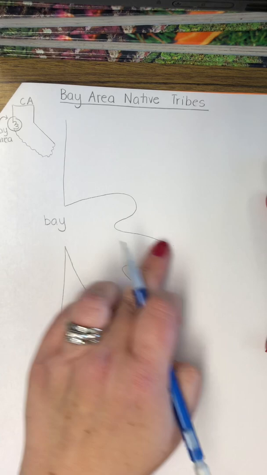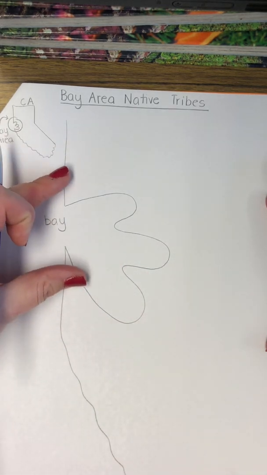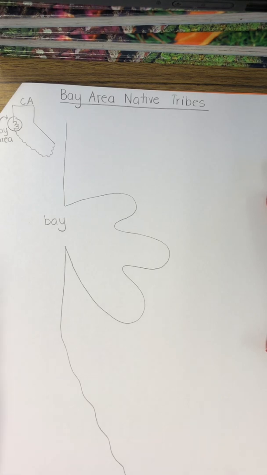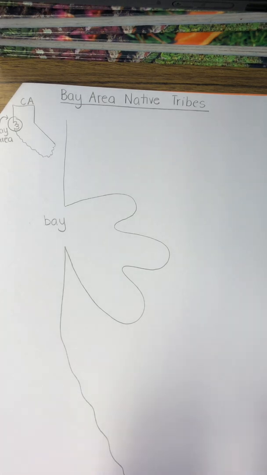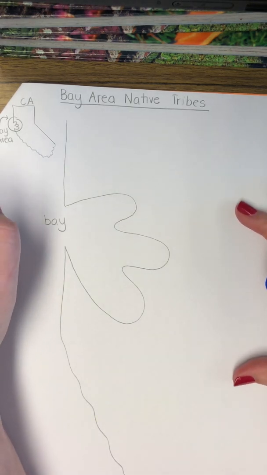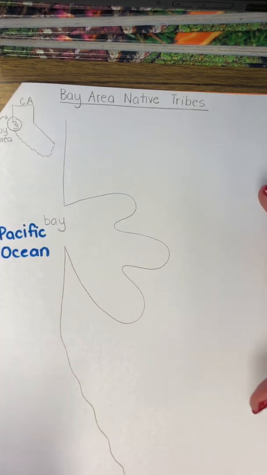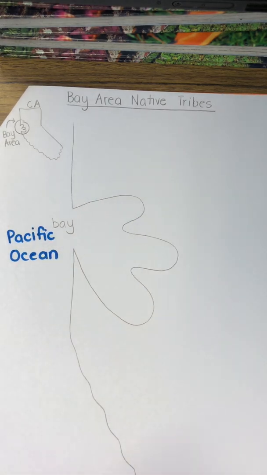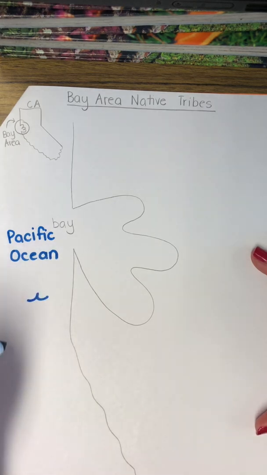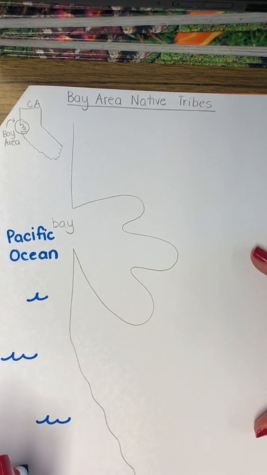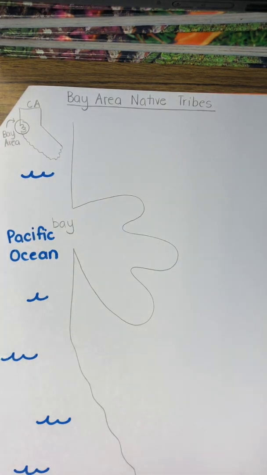It's water that comes into the land. And since it's a little bit closed off, it's not as rough of waters as it would be if it was just the coast. And of course, you remember that our ocean that we border on is called the Pacific Ocean. I'm going to use my blue marker to label the Pacific Ocean. Okay, Pacific Ocean. And I did, of course, capitalize that because it is a proper noun. And the Pacific Ocean is all along this left side of our paper, of our map. Okay, so there's our Pacific Ocean.